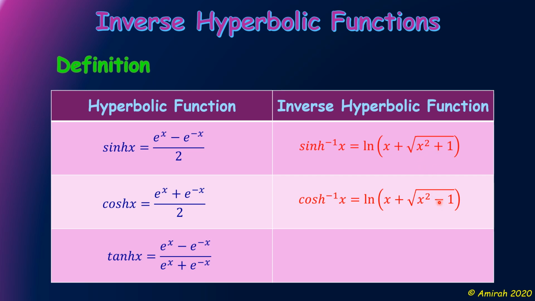And then inverse tanh x equals to half ln x plus 1 over x minus 1. Okay. From here, you can see that definition of inverse hyperbolic function is given in terms of ln. And definition for hyperbolic function is given in terms of e.